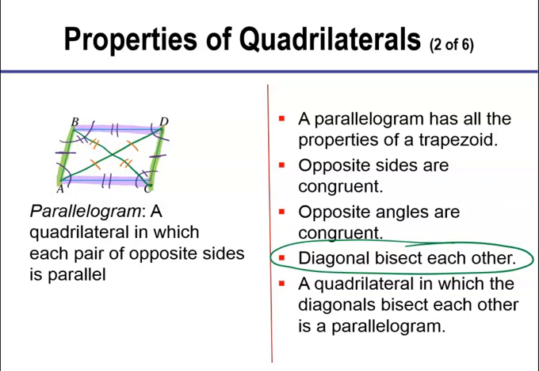Okay, now, here's the good stuff. A quadrilateral in which the diagonals bisect each other is a parallelogram. So if you have a four-sided figure, and you know that the diagonals bisect each other, you have a parallelogram. Okay? So you read it two ways. If you have a parallelogram, the diagonals bisect each other. If you have a quadrilateral and the diagonals bisect each other, not dissect, it's a different class, that's a parallelogram.